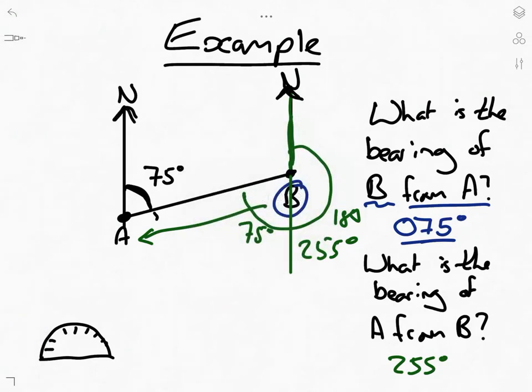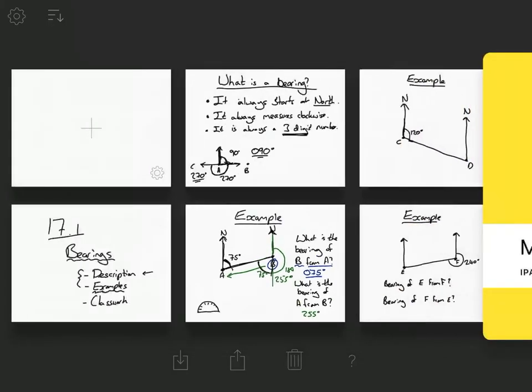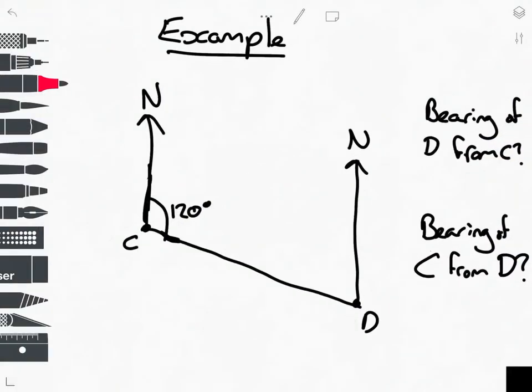The way I already knew that was 75, in case you're interested, is because we have two north lines. So they're both parallel. So the parallel line rules work. And these are alternate angles. You don't need to know that, you can just measure them though.